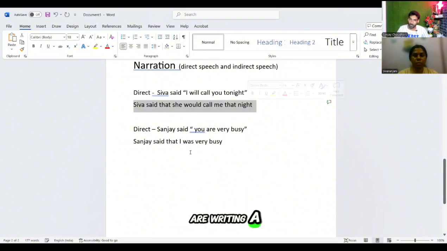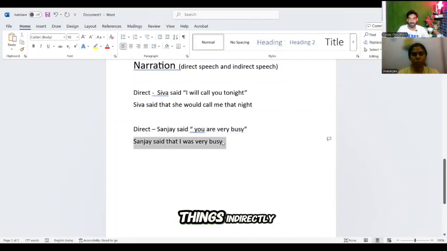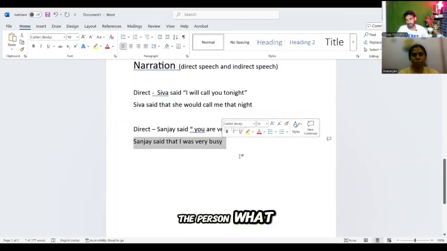When we are writing a story or writing a report, this is for the writing, and for the speaking part, we go for indirect speech. We say the things indirectly. We don't use what the person said. Like my boss said, "Don't come to this cabin again." I cannot say "my boss said that don't come to." So I would say the boss ordered me not to go to his cabin, right?